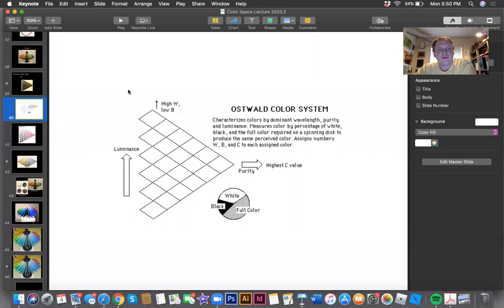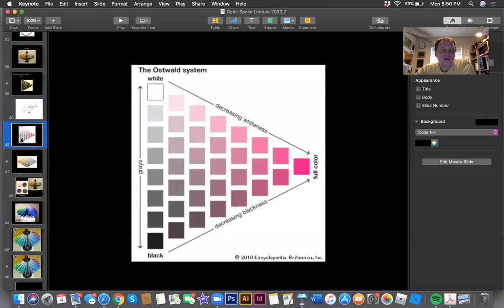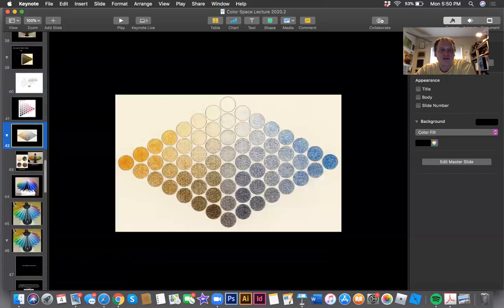So he's got luminance. So this would be black down here going up to white. And then the tinting going from white here up to the full saturation color. And then the shading going from full saturation to black. And then all in between these tones are filled in like this. Here's a full cross section.